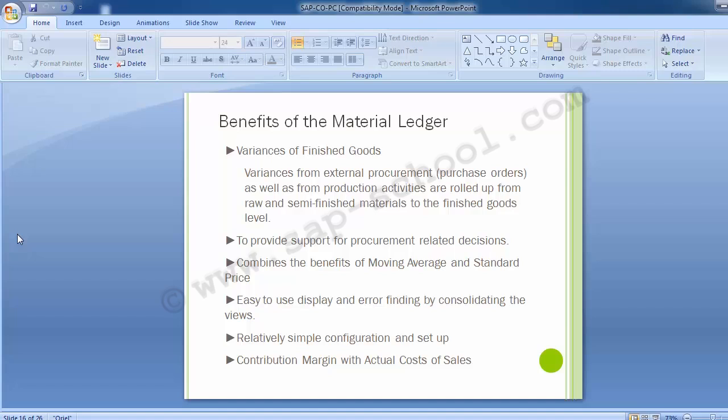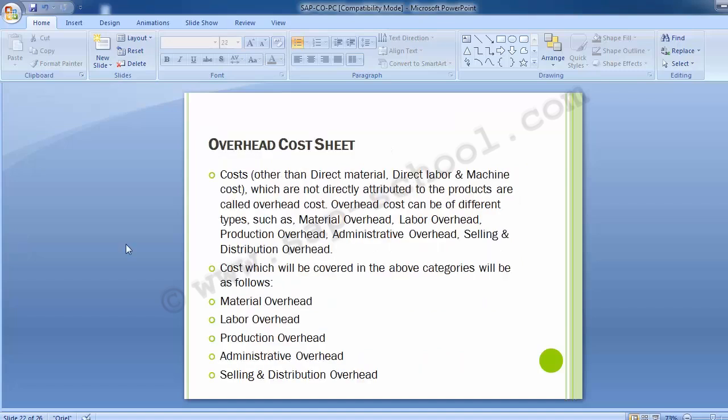So this is just an overview of the material ledger, or you can see how the actual costing is used with the help of the material ledger in the SAP system. So moving on to the overhead cost sheet, you must have been knowing about the cost sheet, how it works. In SAP, costs other than direct material, direct labor and machine cost, which are not directly attributed to the products, are called overhead cost. Overhead cost can be of different types such as material overhead, labor overhead, production overhead, administrative overhead, or selling and distribution overhead. The costs covered in the above categories of overheads will be as follows.